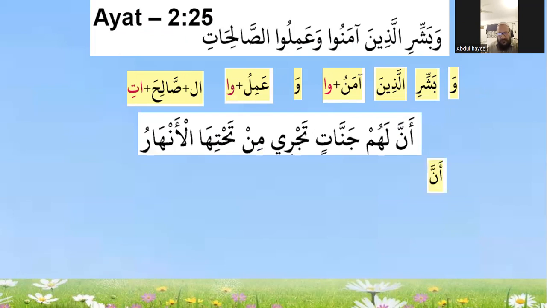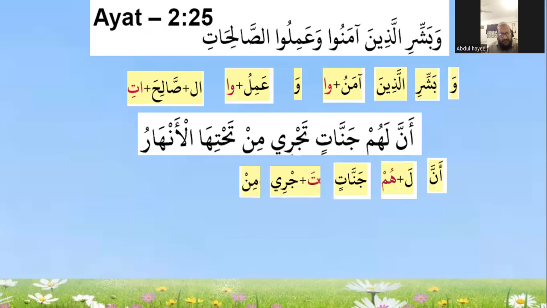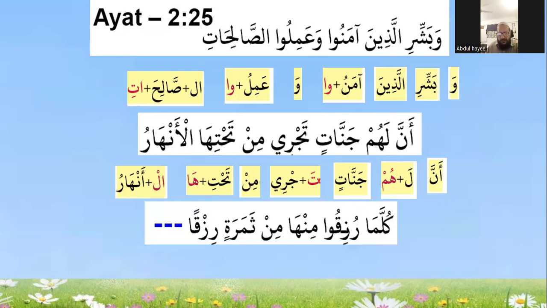So anna is a single word. Lahum is two words: la and hum. Jannati, single word. Tajri, single word. Min, single word. Tahtiha: can you break this? No. Tahti and ha. Ha is a pronoun for the oneness. Al-anharu is alif lam and anhar. Anhar is a plural, nahr is a singular.